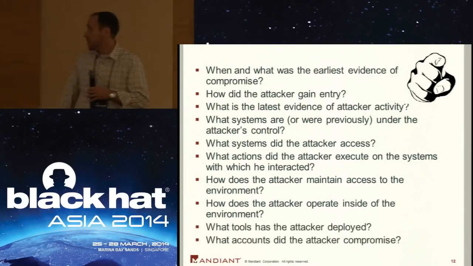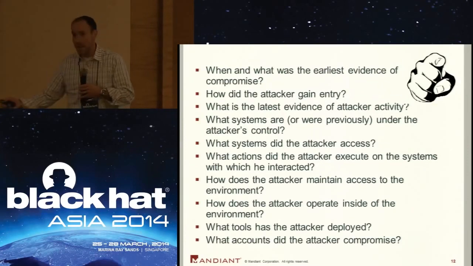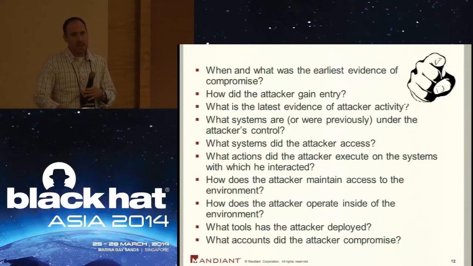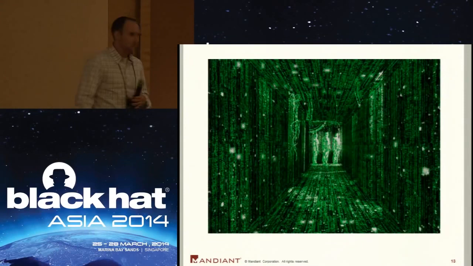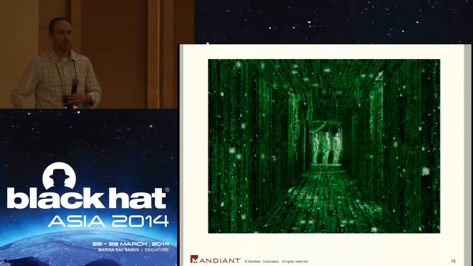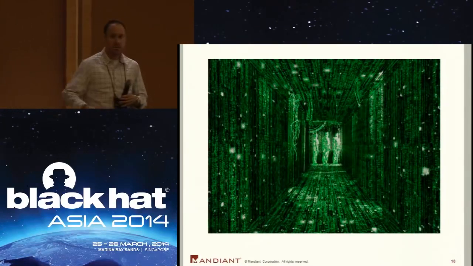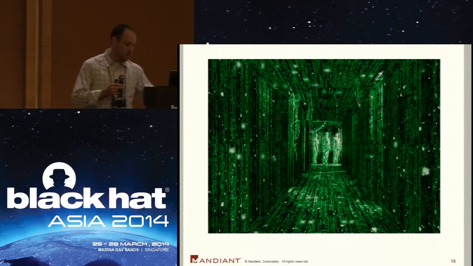What tools has the attacker deployed? You want to be able to identify those tools and what they do. And then also, what accounts did the attacker compromise? Because generally, anybody but the least sophisticated targeted attacker is going to grab some accounts and then use those inside your network, and it's going to look normal. So this is not magic. In order to answer all of these questions that I've outlined, you need data points. And so for the rest of this talk, I'm going to go through some specific examples of the types of data points you need and why you need them.